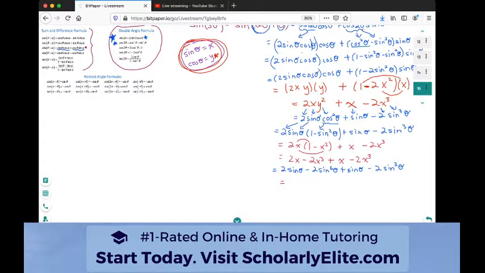So here we've got 2x and x, so that's going to come together to make positive 3x. And here we've got negative 2x cubed and negative 2x cubed, and that's going to come together as negative 4x cubed. Okay? So hopefully that's making sense for y'all.